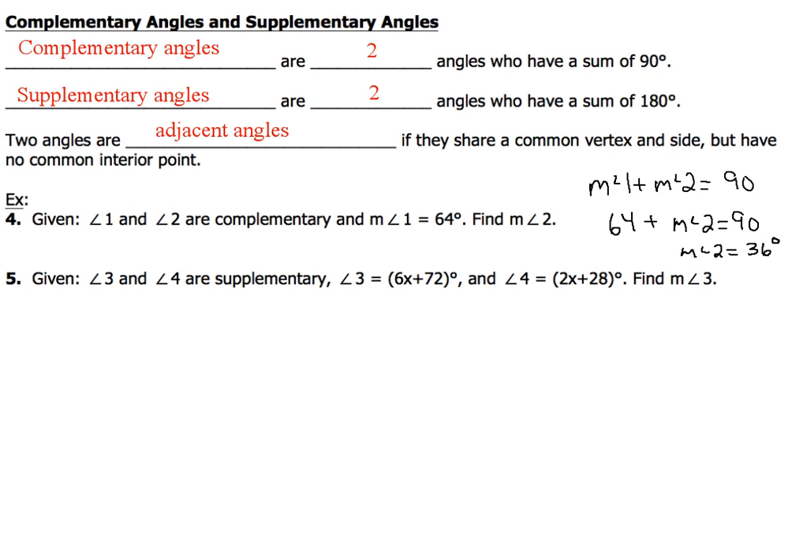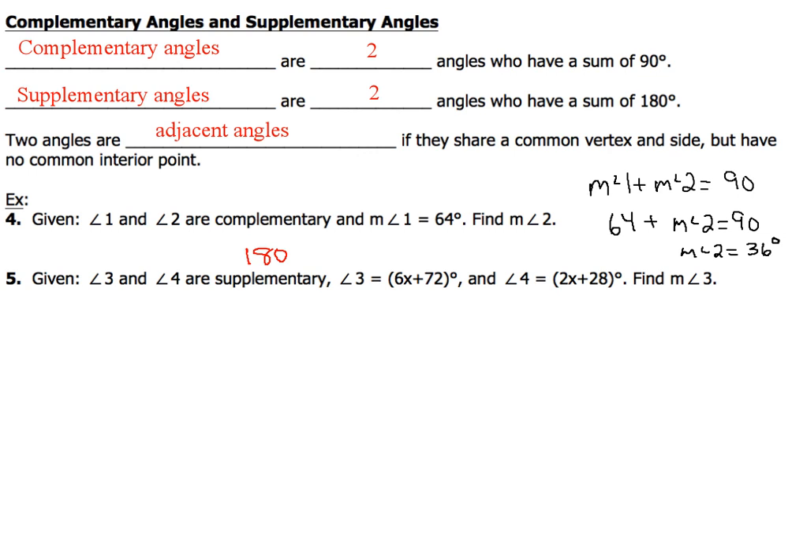Now, let's take a look at example 5. Number 5, we're told that angles 3 and 4 are supplementary, and angle 3 is the expression 6x plus 72 degrees, and angle 4 is 2x plus 28 degrees. We've got to find the measure of angle 3. Now, the word supplementary means 180 degrees. So that means angles 3 and 4, their sum is going to add up to 180.